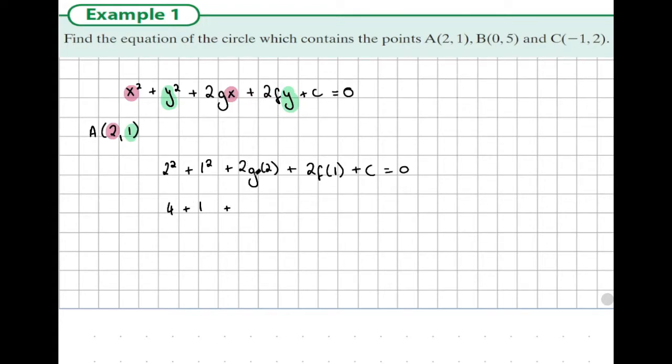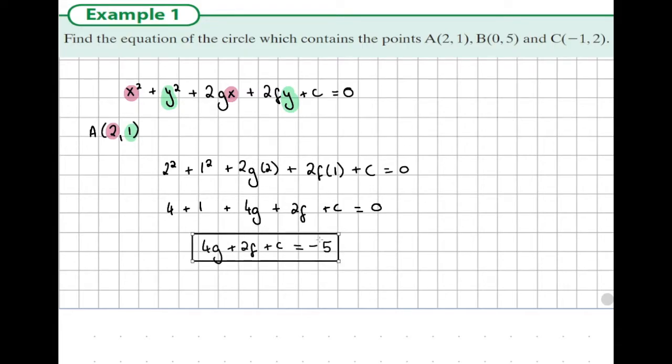And tidying that up then, we're going to get 4 plus 1 plus 4g plus 2f plus c is equal to 0. Adding those together then, we would get 5, and I can move it over to the other side so that I get 4g plus 2f plus c minus 5 then on the other side. So that's our first equation given to us from the general equation of the circle.